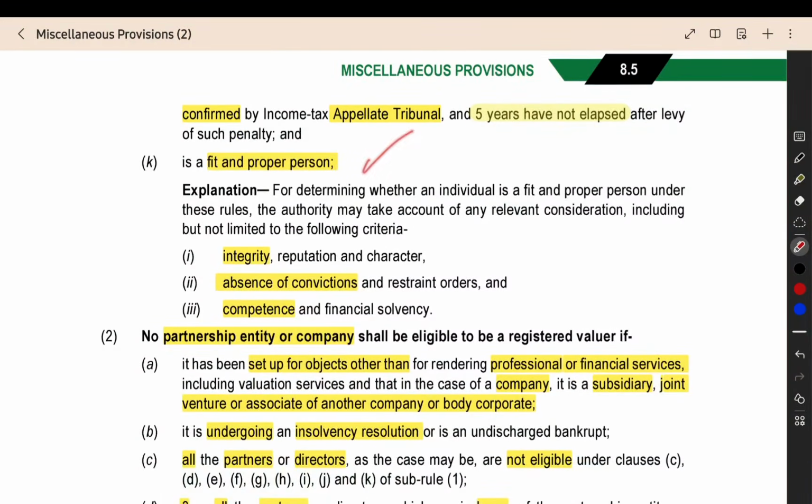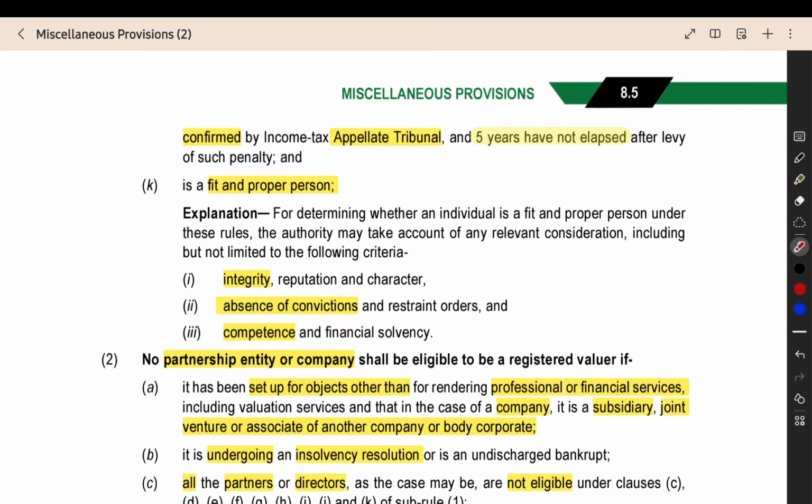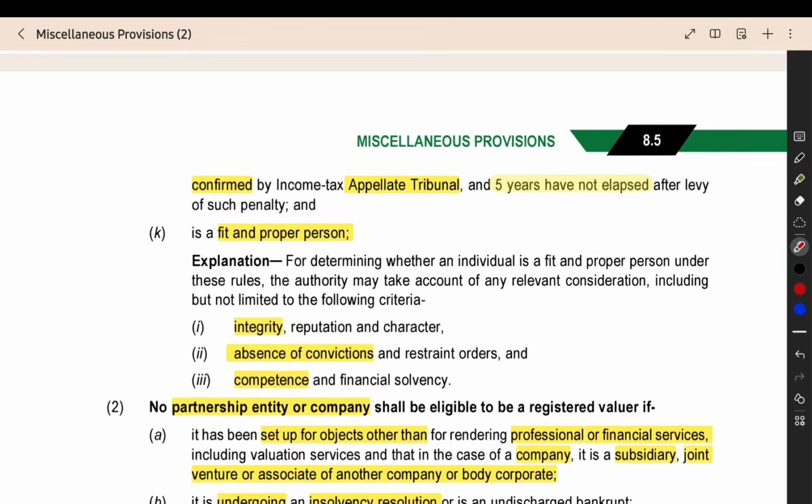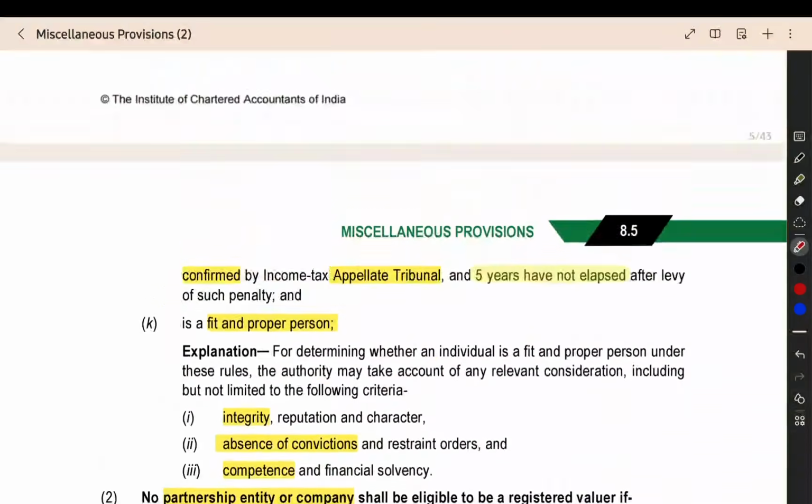Then, fit and proper person. That is based on integrity, no convictions against you, and competence; everything will be considered for the fit and proper person. So that's all about the registered valuer basic eligibility for an individual.